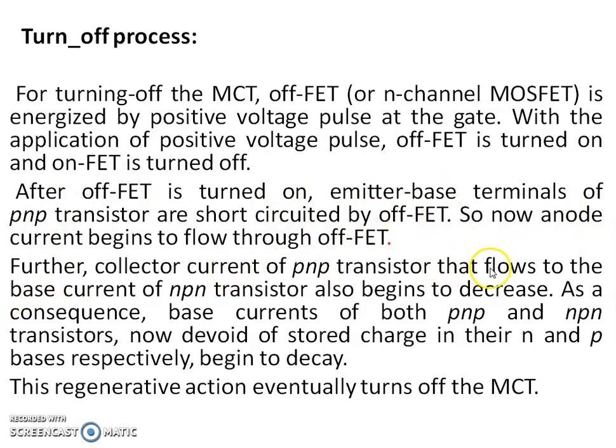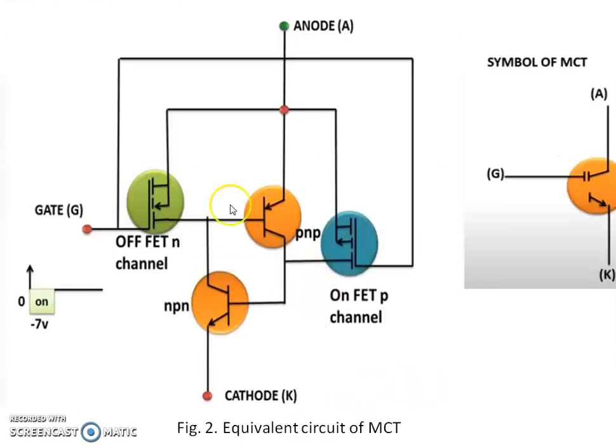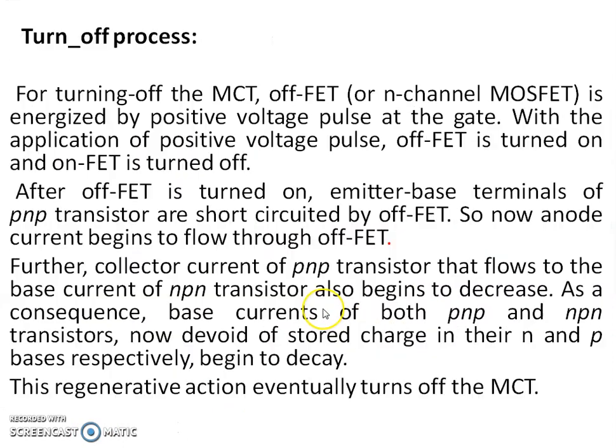Further, the collector current of the PNP transistor, which is the base current of the NPN transistor, also begins to decrease. As a consequence, the base currents of both the PNP and NPN transistors decrease, and the stored charges in their N and B regions respectively begin to decrease. This regenerative action eventually turns off the MCT. So here look at this, the collector current flows like this, and the regenerative action now turns off the MCT.